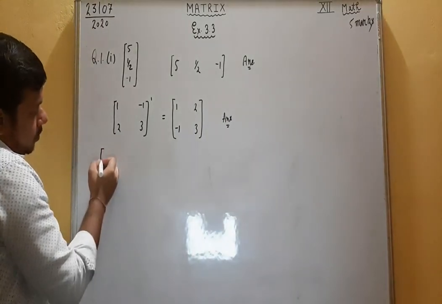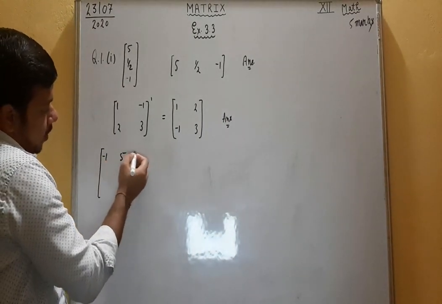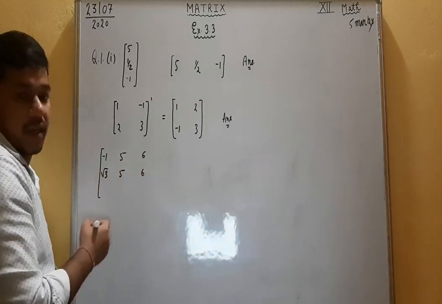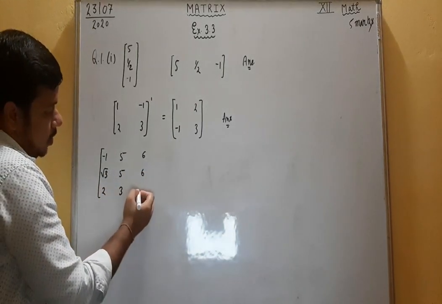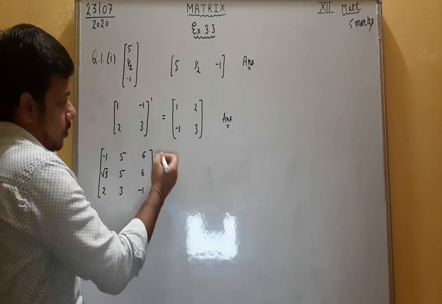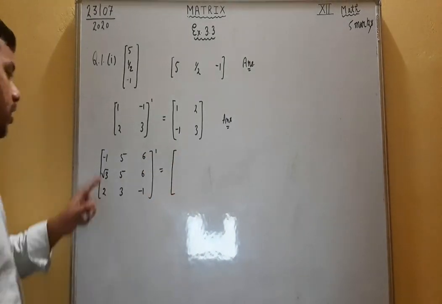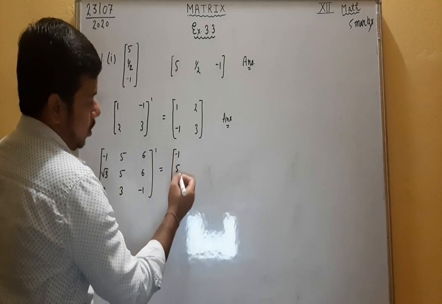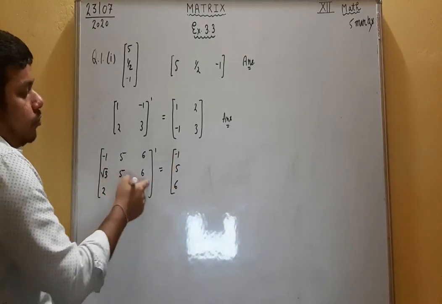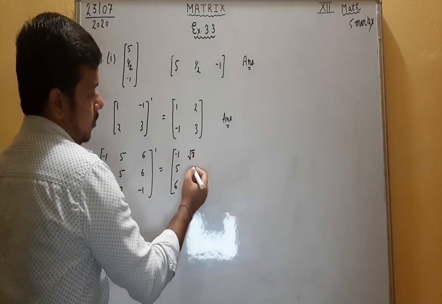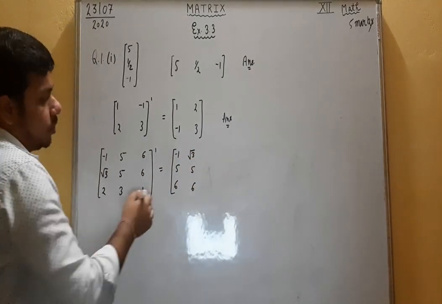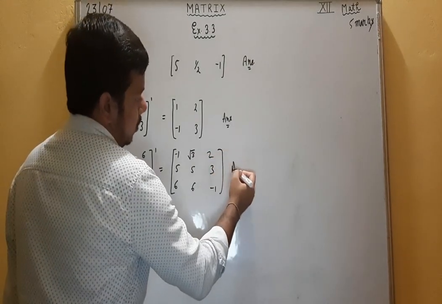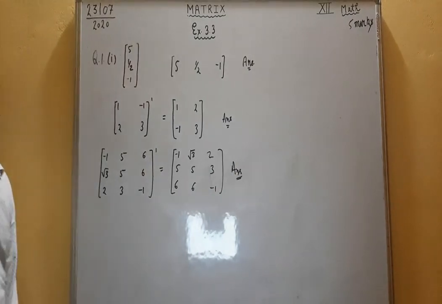See the third part: minus 1, 5, 6, root 3, 5, 6, 2, 3, minus 1. When you take its transpose, what will it become? Look, the first row is minus 1, 5, 6, so it becomes the first column. The second row is root 3, 5, 6, so what is the second column? Root 3, 5, 6. Then 2, 3, minus 1.